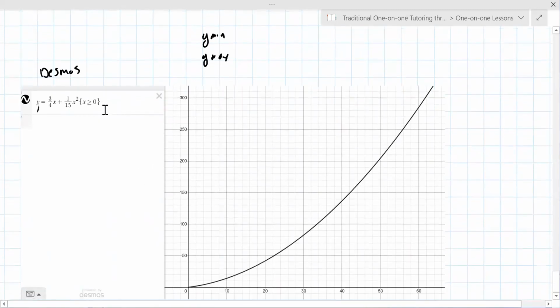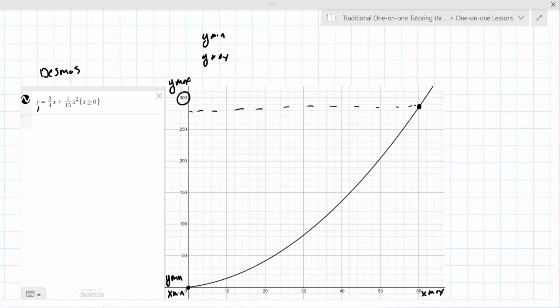Okay, you can ignore that x greater than 0. So basically it's saying if you're not traveling at any speed, if x is 0, you don't have much, but at 60, down over here at 60, you're all the way over here. So this is your x min, and this is your x max. And then your y min is also down here at 0, but your y max is maybe at like 300. So if you're comfortable, try to change those values in the window and see if you get something similar to this in that view.